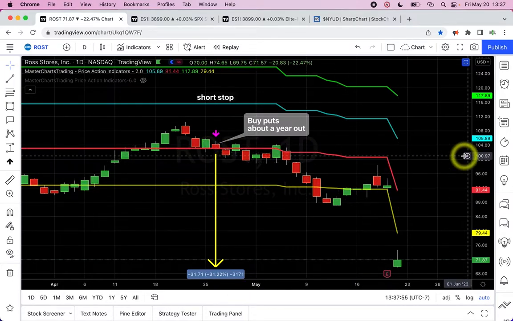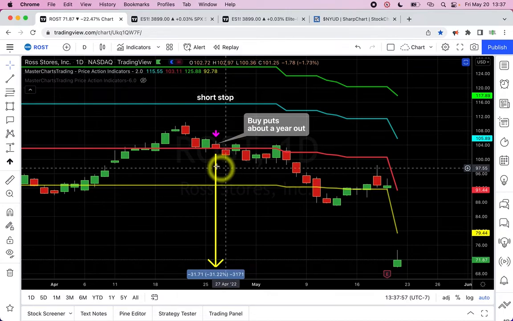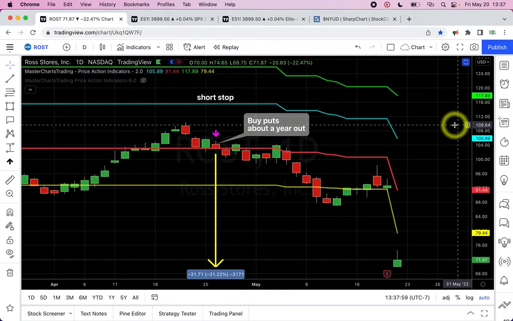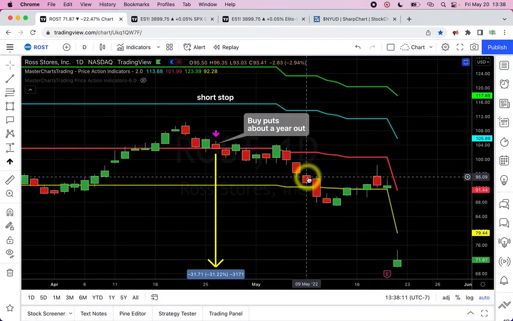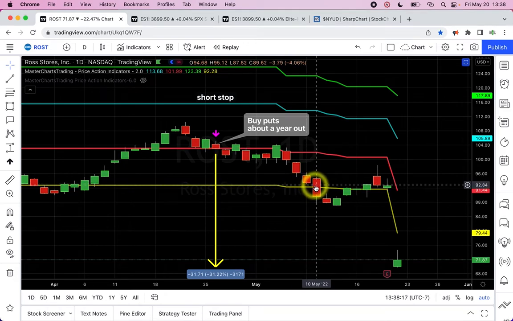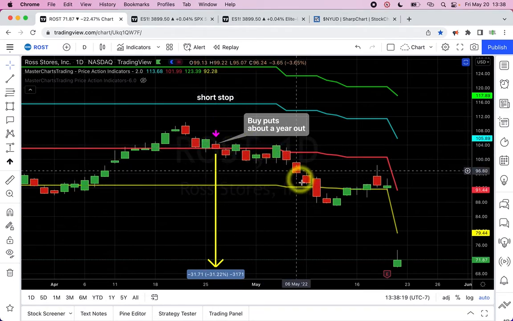And so you need to look for stocks which are liquid enough that have a year out or maybe even more options. And then from here on we just do nothing. We bought puts right there, 26th of April, and we waited until about 9th of May. It's just a few days until we got our target, 9th or 10th of May. So the stock dropped in our favor.